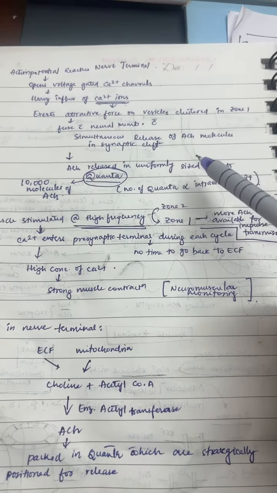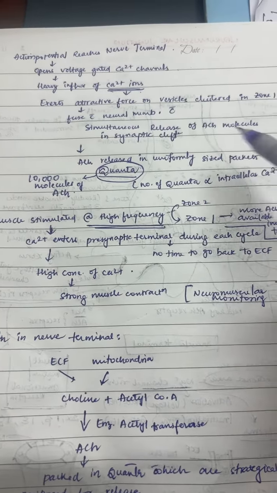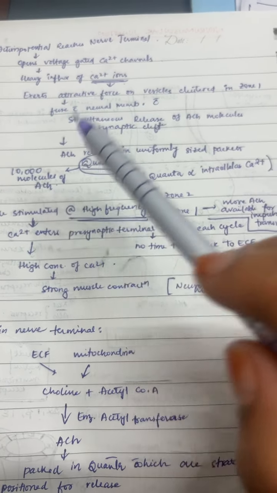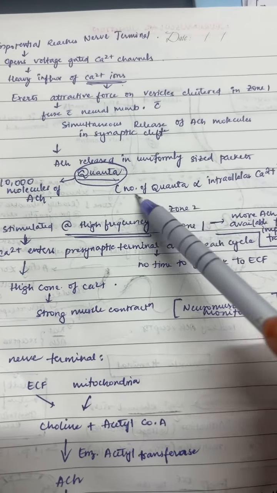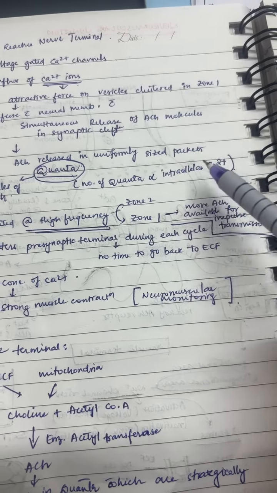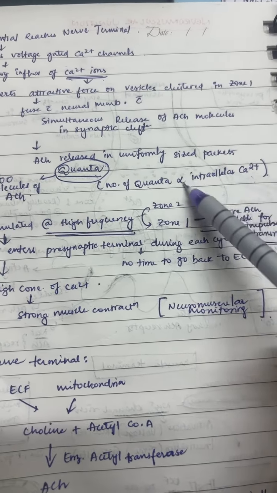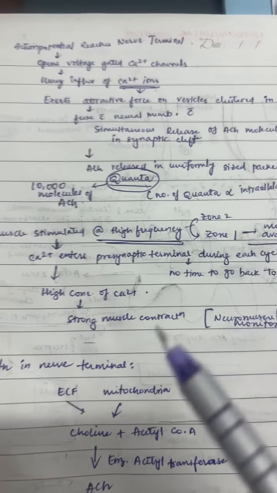Acetylcholine is released in uniform sized packets called quanta, which contain 10,000 molecules of acetylcholine. The number of quanta is directly proportional to the intracellular calcium. Its application we will discuss further.